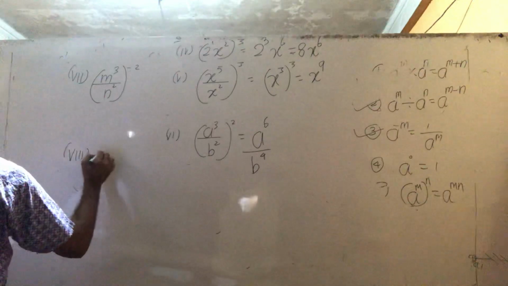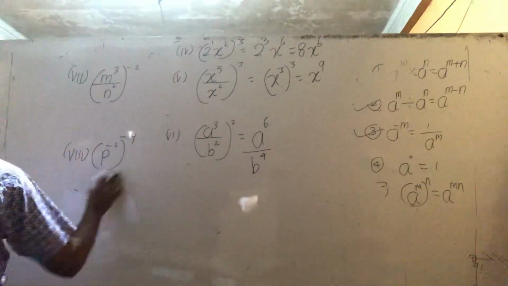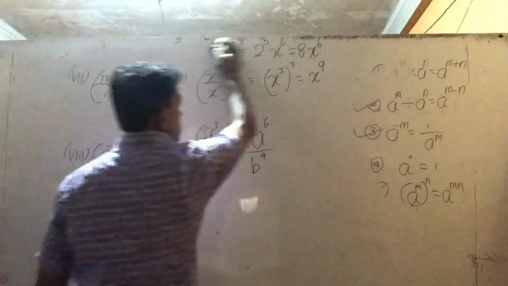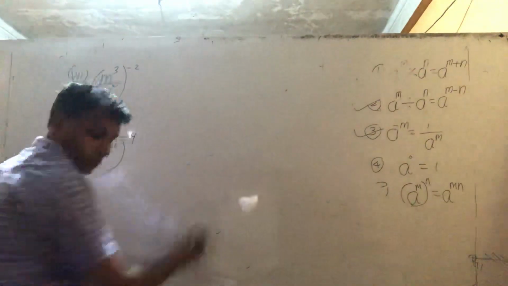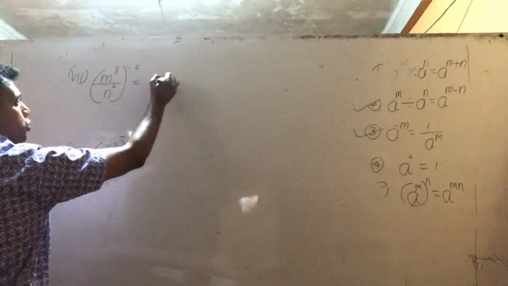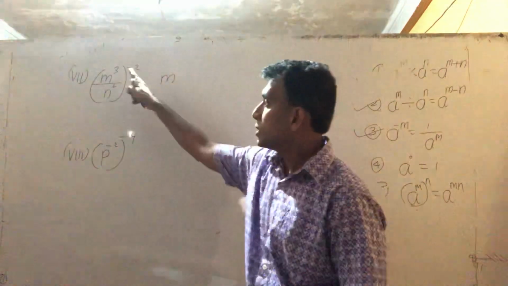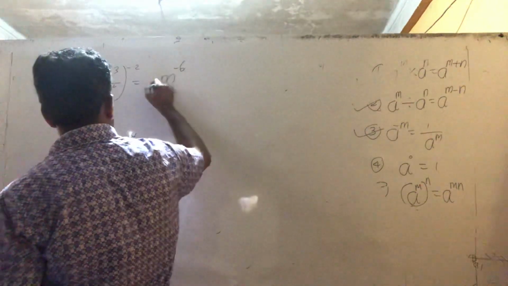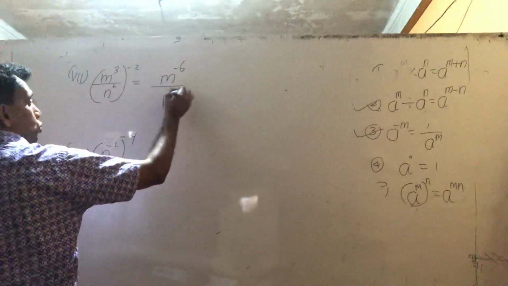See other questions. How is this problem? Question number 7. m to the power what? Power of a power rule, multiply: 3 times 2, 6, but minus 6. The same below. Here 2 times minus 4.